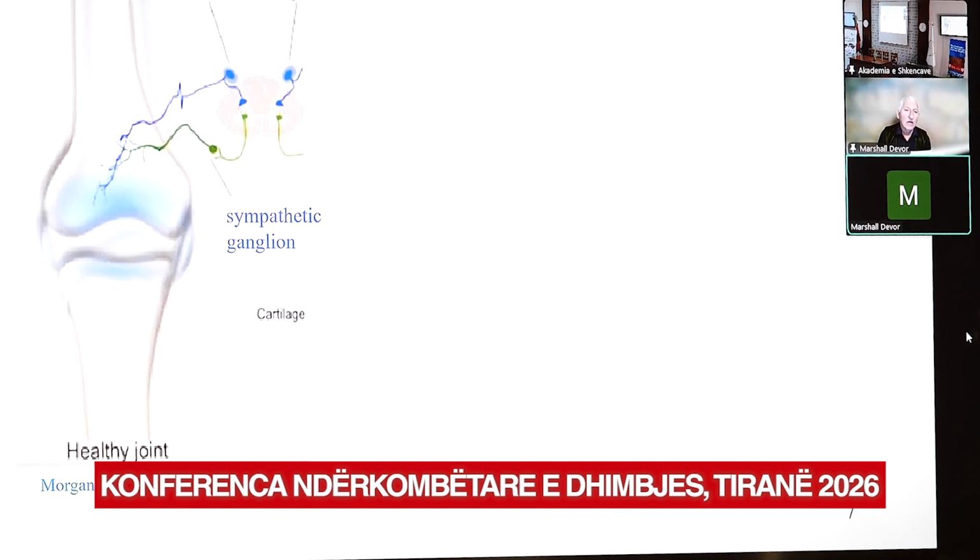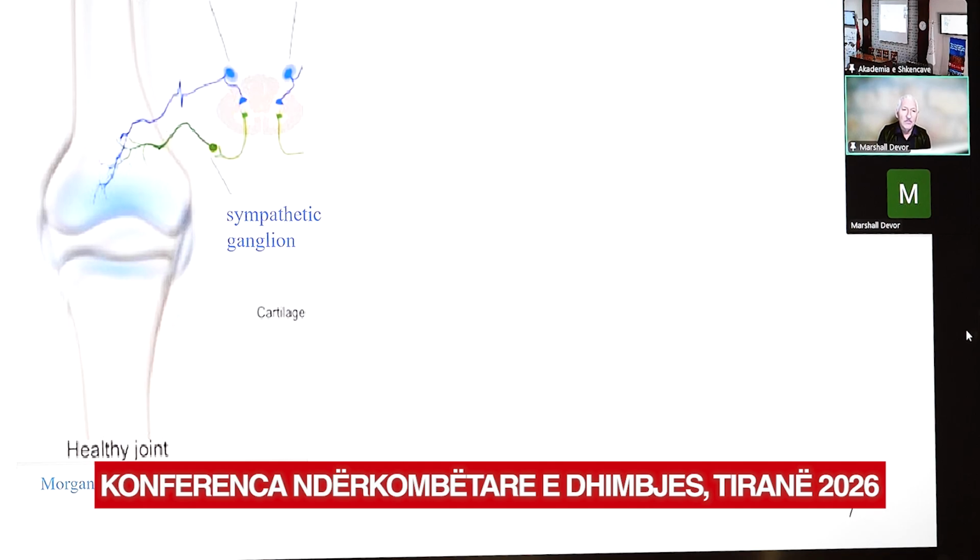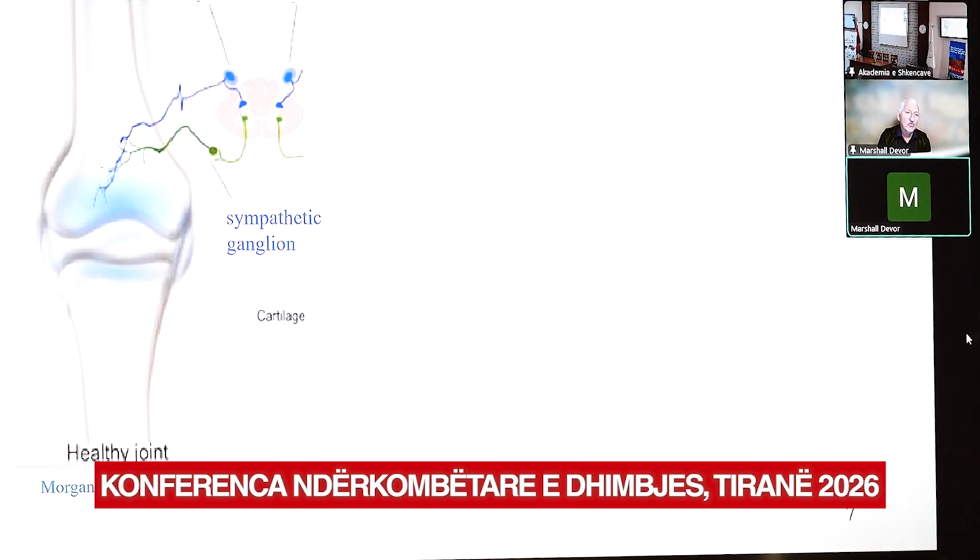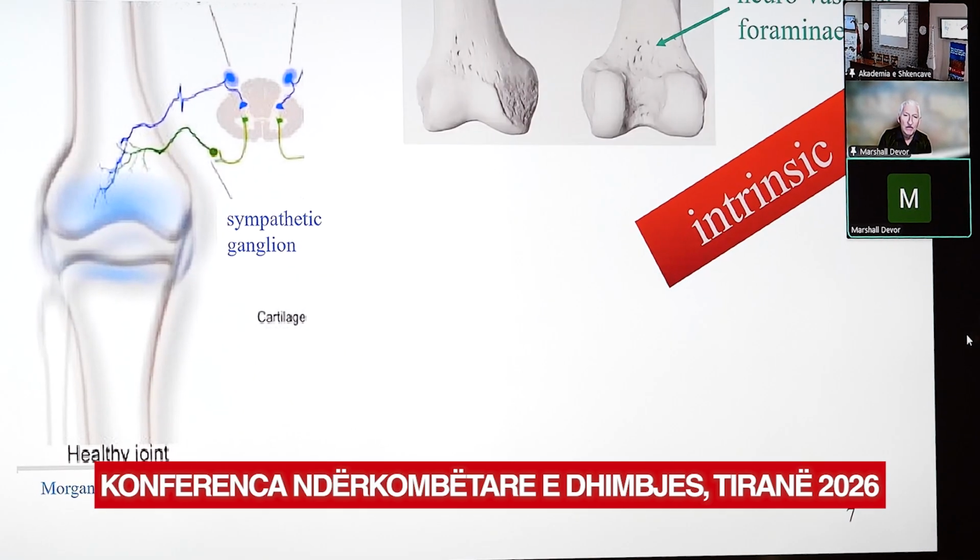So here we see on the upper left dorsal ganglion cells. These are the sensory cells in the paraspinal vertebrae, or in the space between the interspinal vertebrae. And they send an axon into the intrinsic parts of the bone. I'm referring particularly to the subchondral bone, the bone underneath the cartilage. In addition to the sensory fibers, there are also sympathetic fibers which control blood flow within the bone marrow. This is the intrinsic innervation.